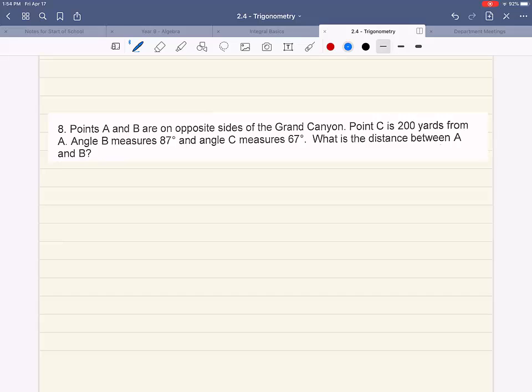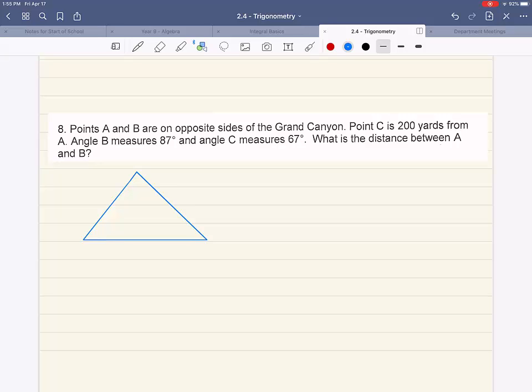Point C is 200 yards from A, and angle B measures 87 degrees, and angle C measures 67 degrees. What is the distance between A and B? Now, I really can't even picture this in my head, and you do not have to draw these, like drawing the canyon or drawing the lake. You can just draw a triangle. You know it's going to be a triangle problem. So what I'm going to do is I'm going to draw a triangle. It doesn't even have to be exactly to scale.